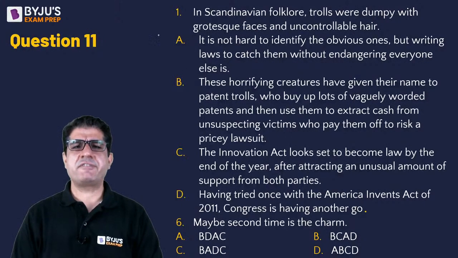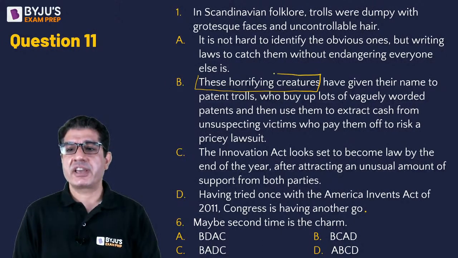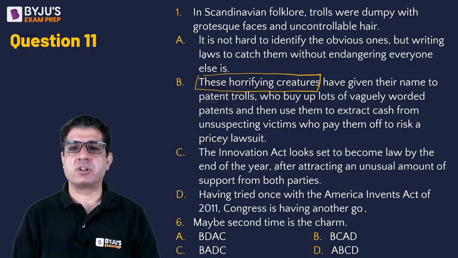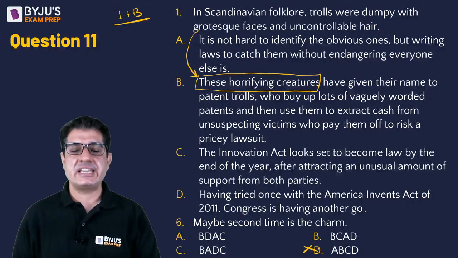Okay, so let us see. If I look at the clues, B says these horrifying creatures have given their name to patent trolls. So these horrifying creatures needs to come immediately after first. So you need to have 1 plus B, which means that option D is eliminated. Then look at 6th. Maybe second time is the charm. Where are we talking about the second time?